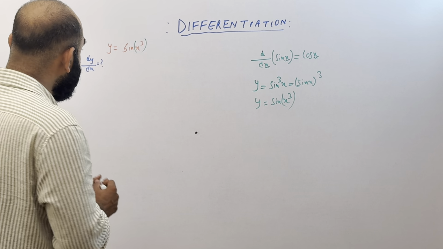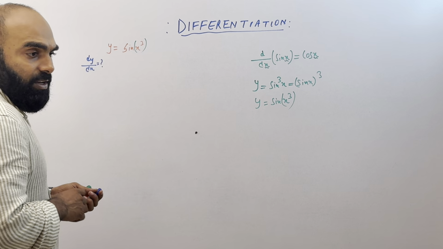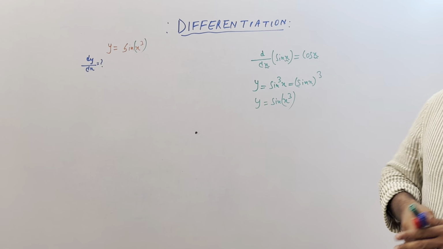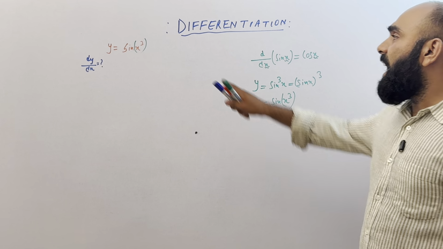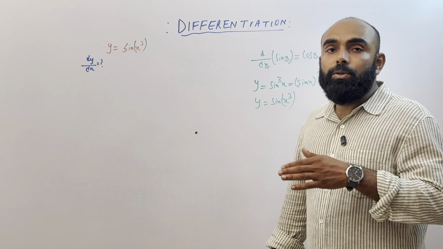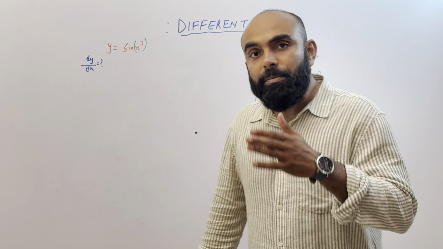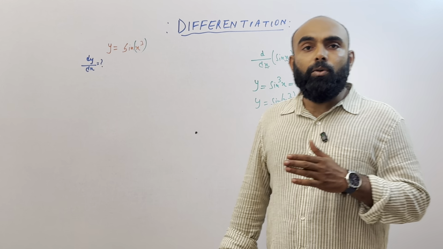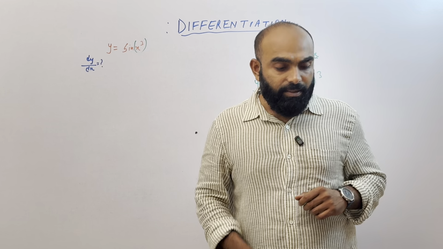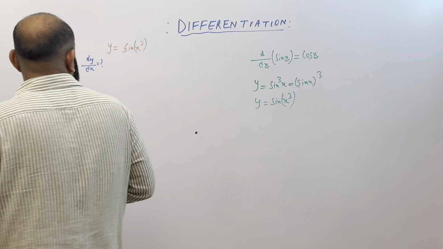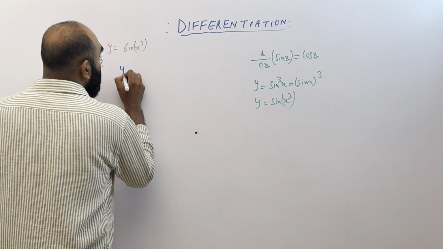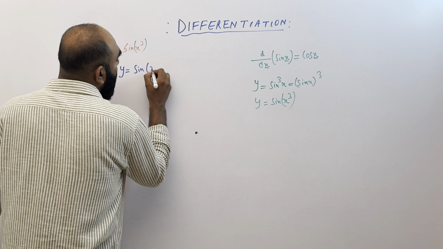Okay, sir, how will I do this type of question? Because you just taught d by dx of sin x is cos x, you have not taught us differentiation of sine of x cube. Okay, correct, I have not taught you. Now we are going to learn a method called the substitution method. Our function is y is equal to sine of x cube.